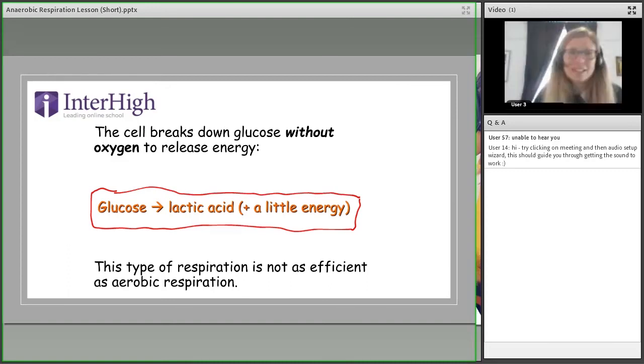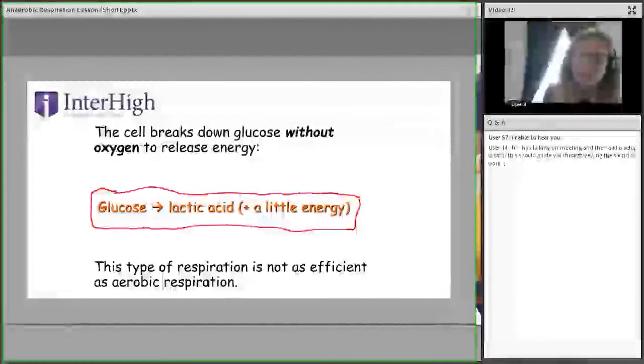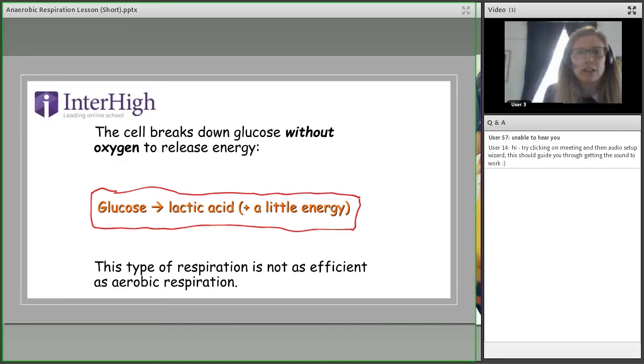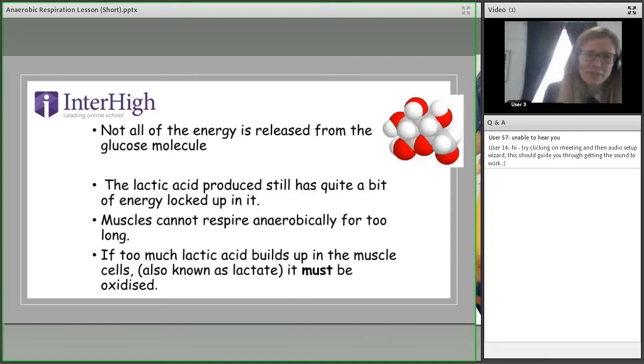Basically, what the cell does is it breaks down the glucose without oxygen to release energy. And instead of the chemical reaction that we just saw, we've got a different chemical reaction, this one here. Glucose gives lactic acid and a little bit of energy. It's not as efficient, it's not as good as aerobic respiration. So it's only a short-term plan. That's why you can only exercise really, really hard for a certain amount of time before you have to stop. Those of you who've been in lots of workouts at home will probably have realized you can't keep going forever. If you exercise really hard, you have to stop. And it's because our cells can only rely on this backup plan for a short while.